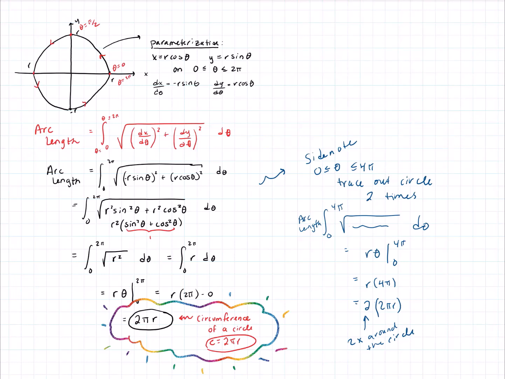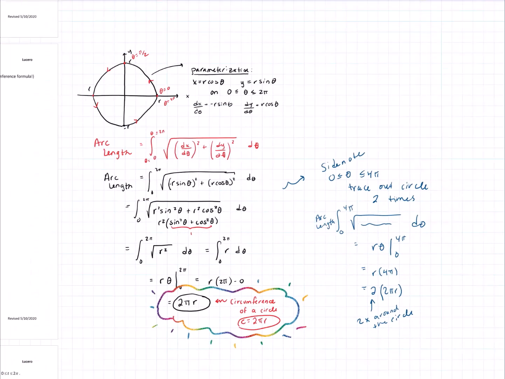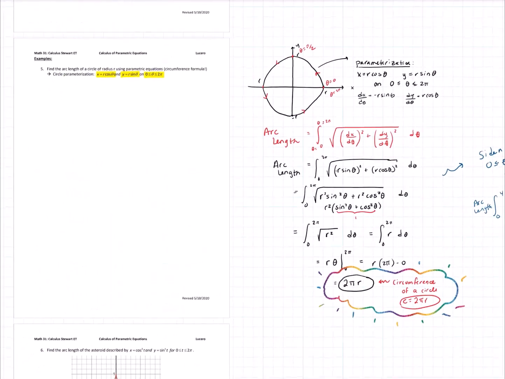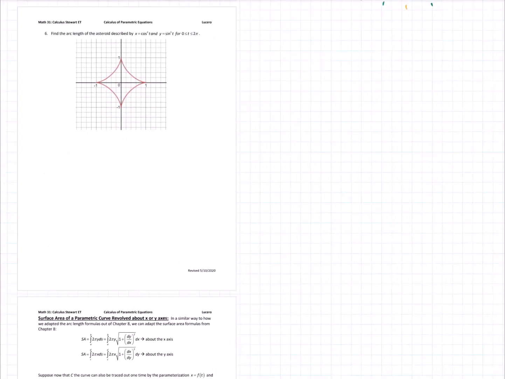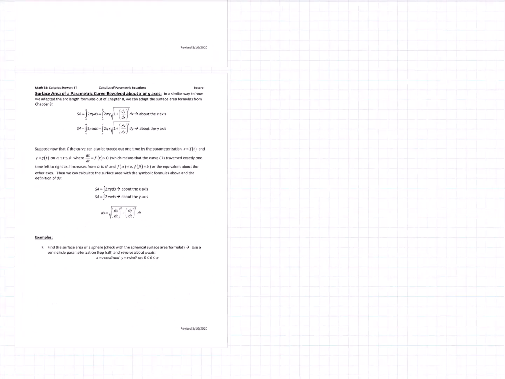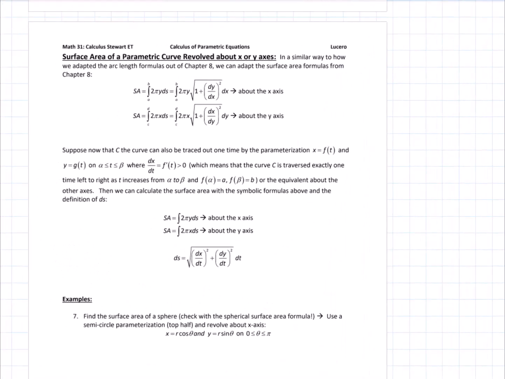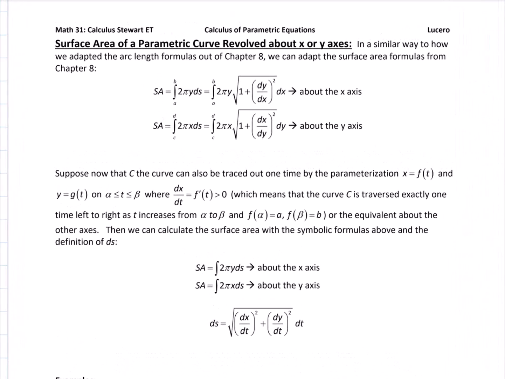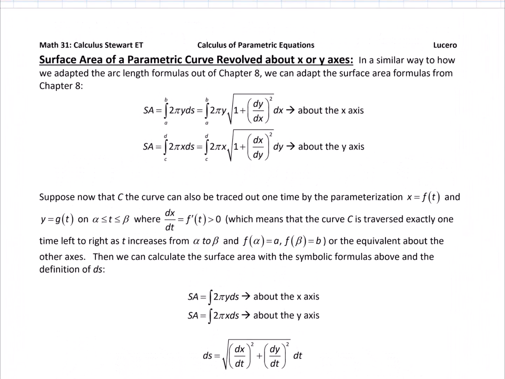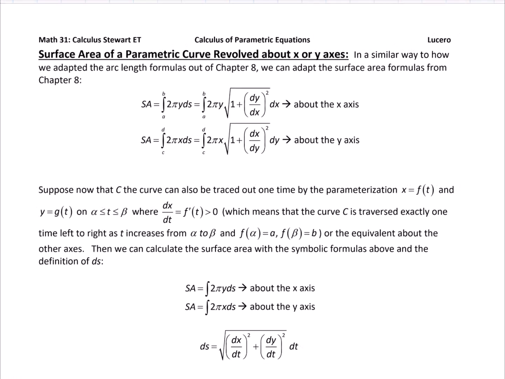Okay, so that summarizes the majority of the applications. There is one more. We'll go ahead and do the second example in a class session. There is one more application, surface area. I'm just going to briefly talk about it here. I'm not going to go through an example. It's just continuing. Once we have arc length, we can easily apply it to surface area.